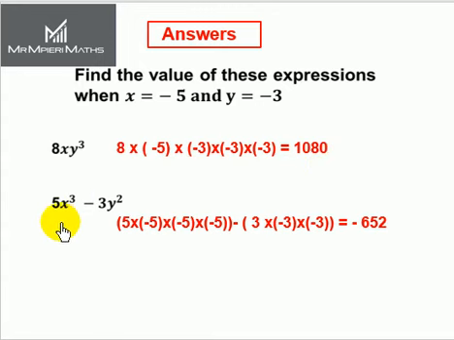Second one, 5x cubed, and x is minus 5. So 5 times minus 5 times minus 5 times minus 5. Put a bracket, close them up. Minus, because here, so I need to put another bracket. Here, 3 times, y is minus 3. 3 times minus 3 times minus 3, close the bracket, so you got 652.